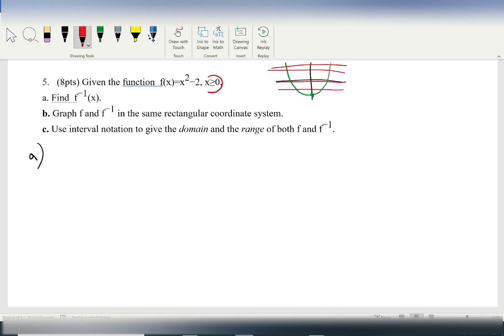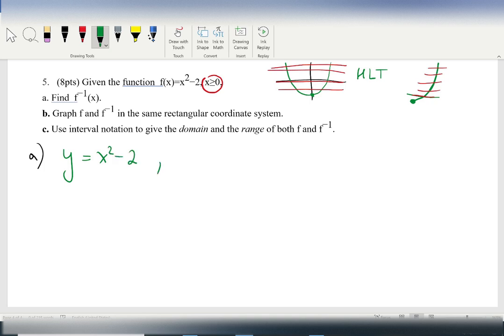But this small notation fixes the problem. They actually tell us that we're only looking at half of the parabola, from 0 to infinity. So that piece actually passes the horizontal line test. Since it passes the horizontal line test, the inverse exists, and we can find it.